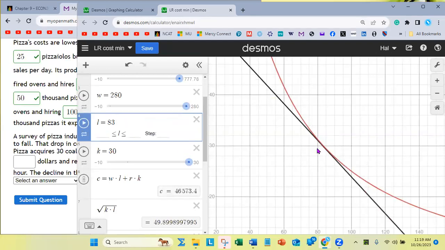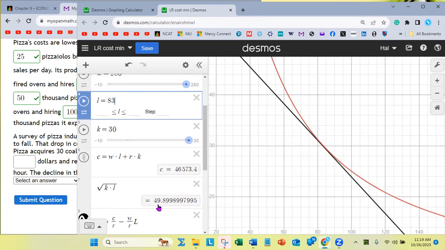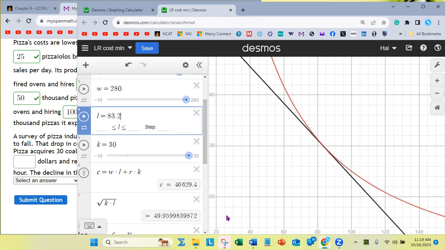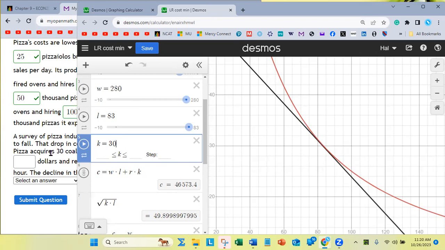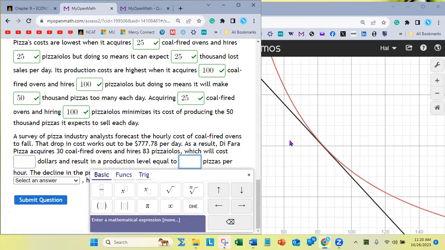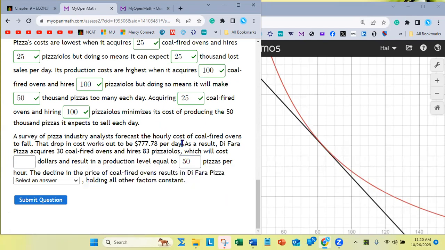Now we get a situation where our output, if we round it to 2 decimal places, is pretty close to 50. If I do 83.4, I get more than 50. If I do 83.3, I get just under 50. So if I round this to 2 decimal places, I get 50. My output will be 50, rounded to 0 decimal places, if my labor is 83 and my capital is 30. So my production level will be equal to 50 pizzas.